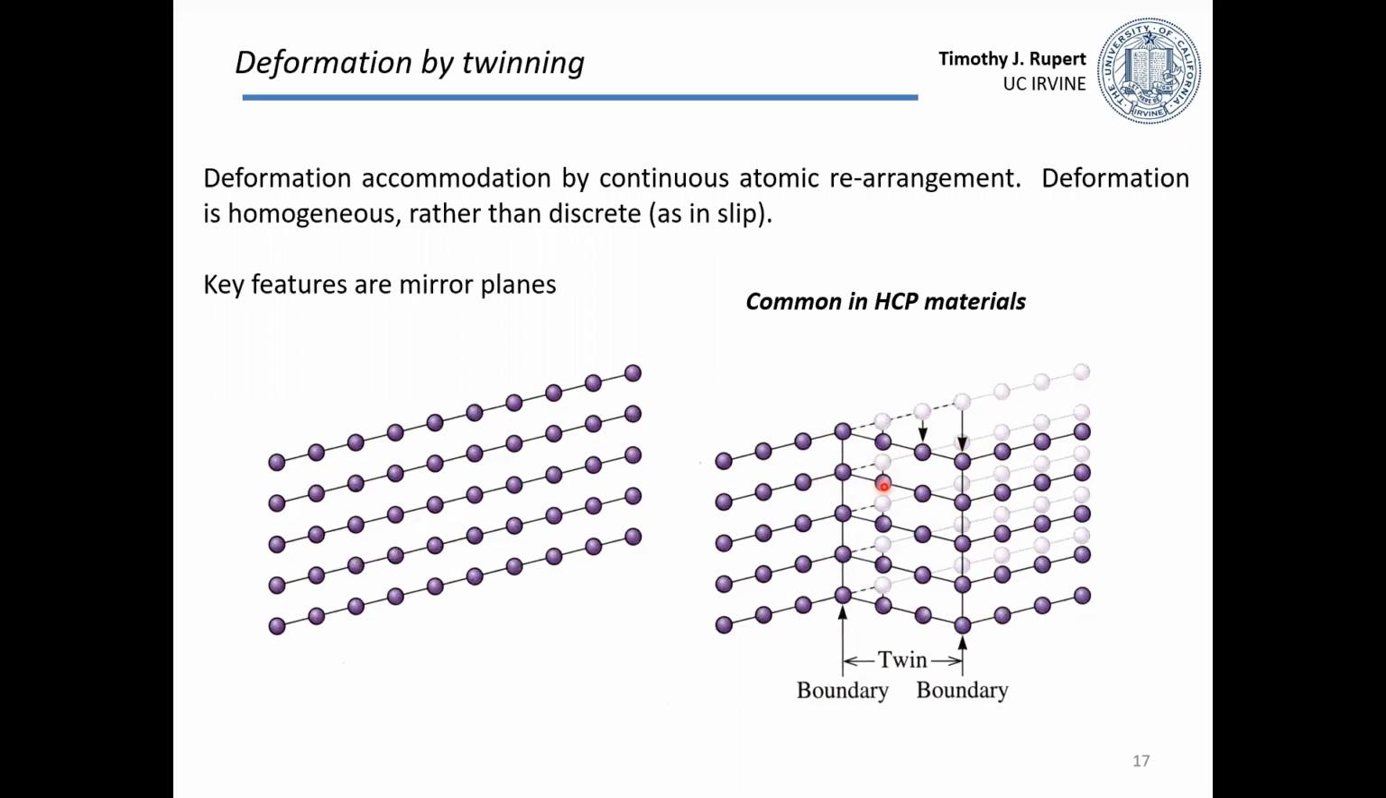That region in the middle is what's called a twin. And you can see that rather than just moving that extra half plane of atoms and having small displacements, this whole section on the right here has shifted and displaced. So that's one other mechanism that can occur in HCP materials.